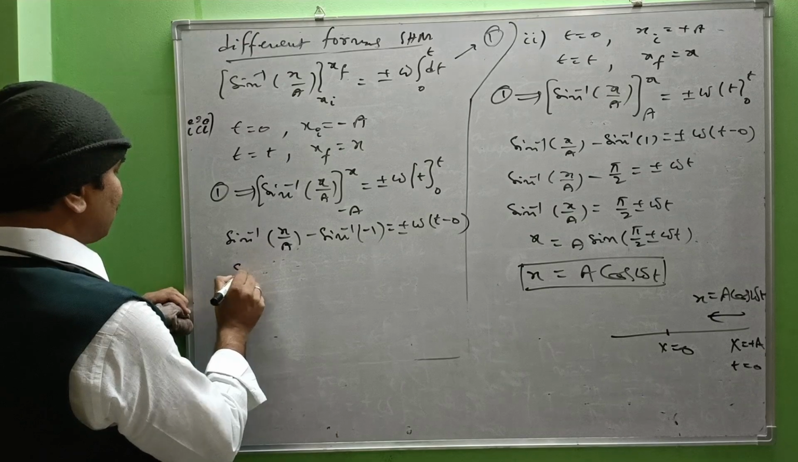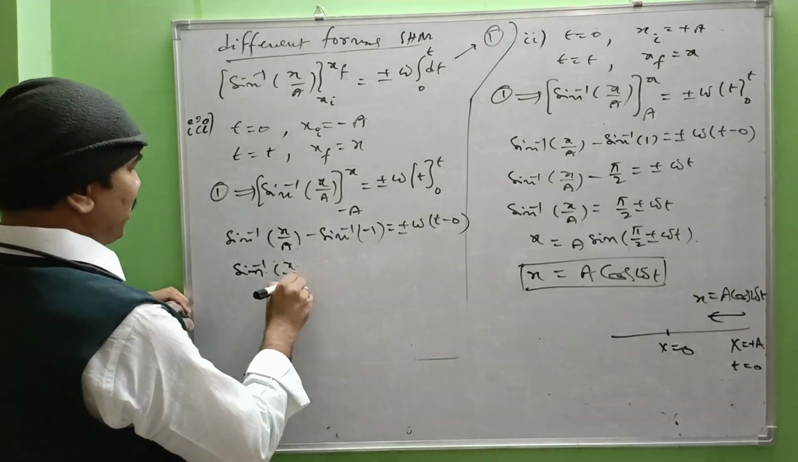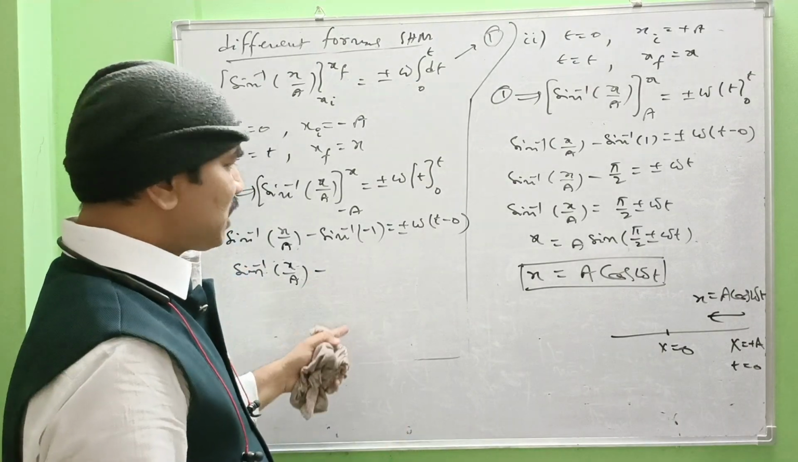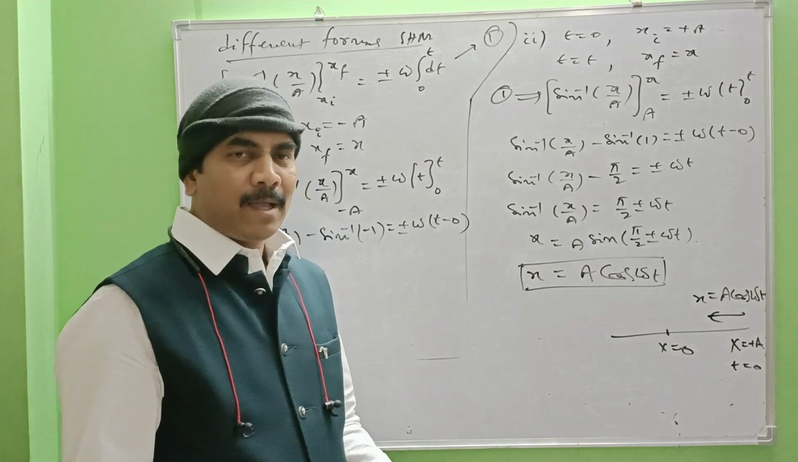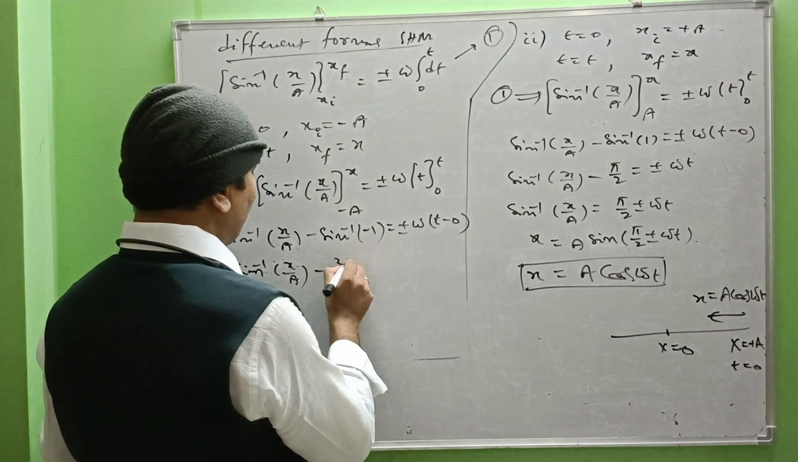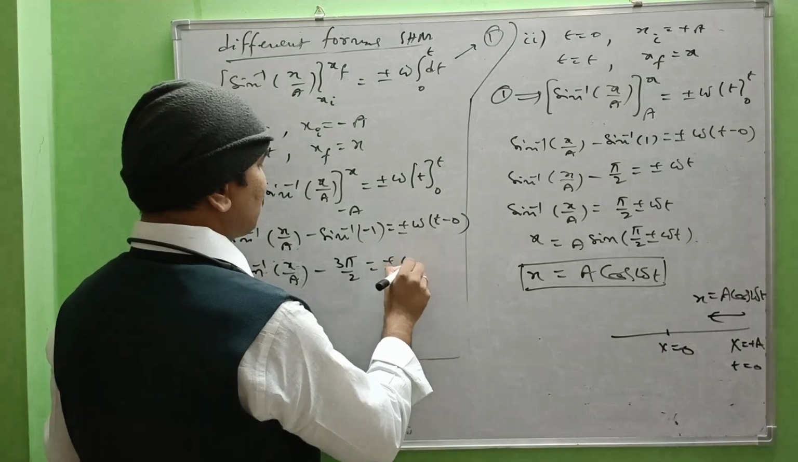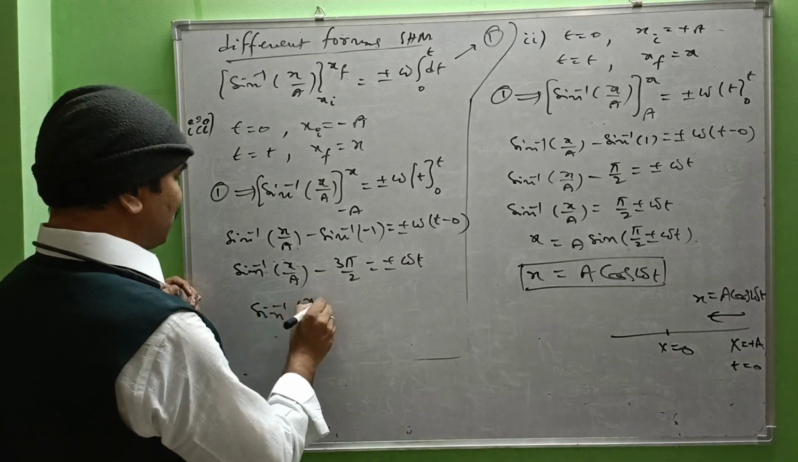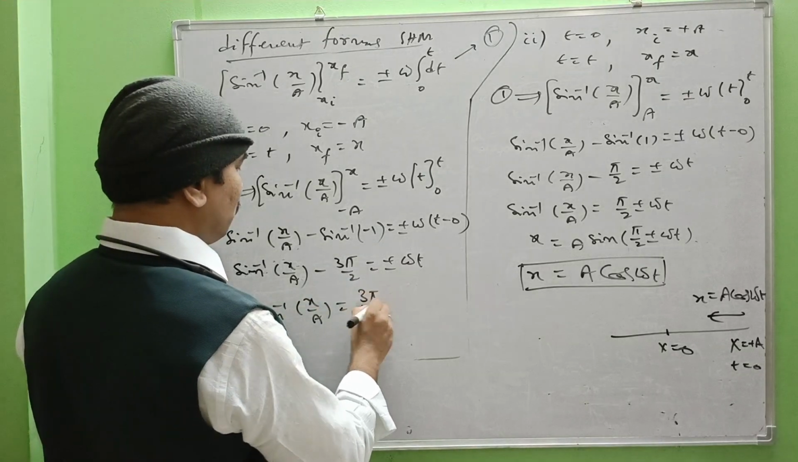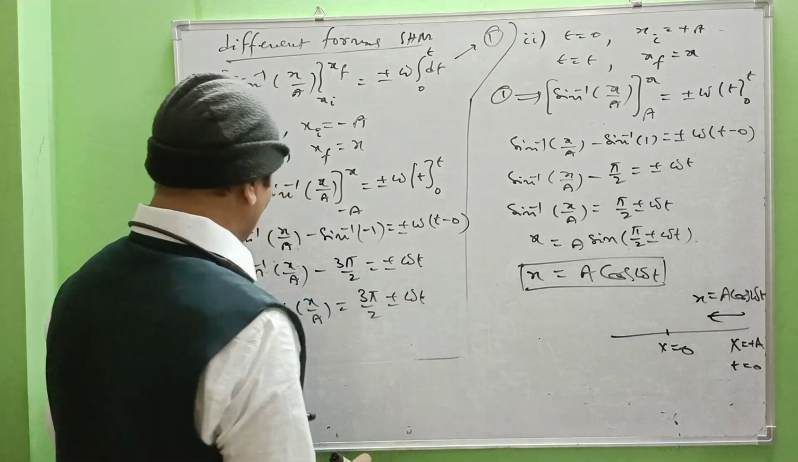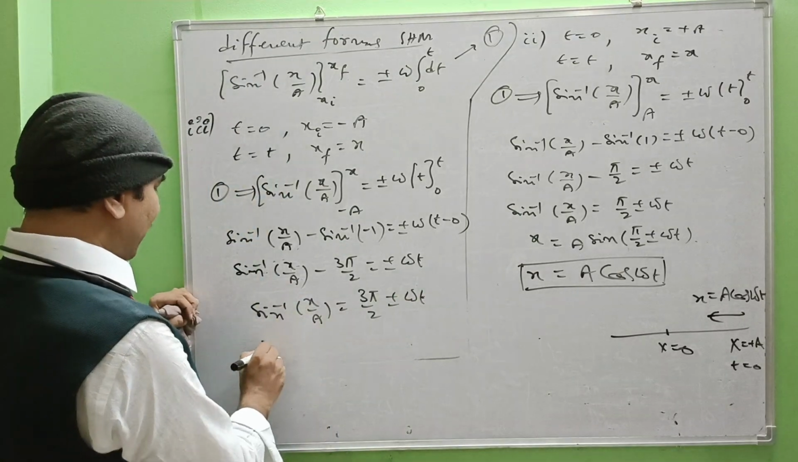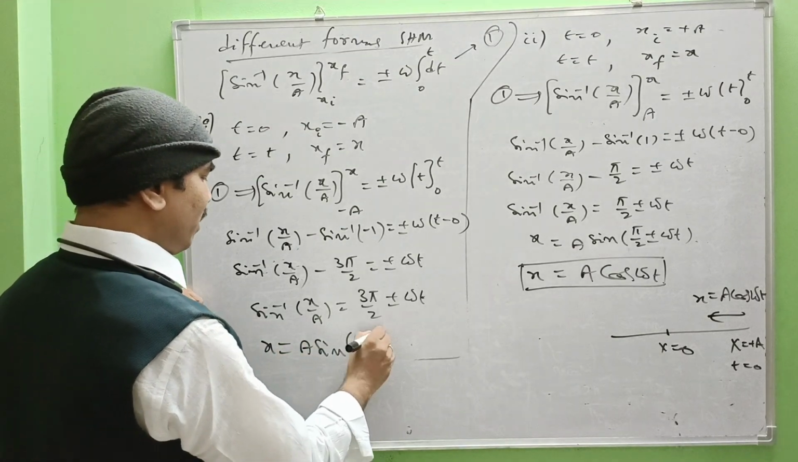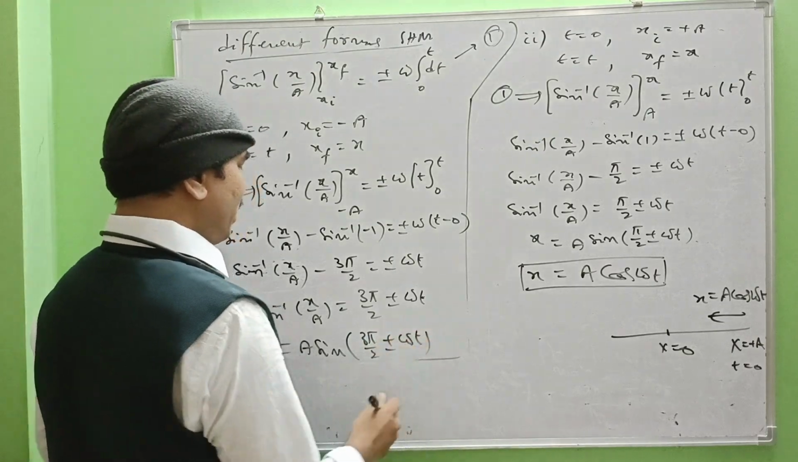What is the next step here? Sin inverse x by a minus sin inverse minus 1. Sin inverse minus 1 means naturally 3 pi by 2 or 5 pi by 2, etc. So I am taking 3 pi by 2 equal to plus or minus omega. Am I right? Now sin inverse x by a equal to 3 pi by 2 plus or minus omega. On making subject x, x becomes a sin of 3 pi by 2 plus or minus omega t.